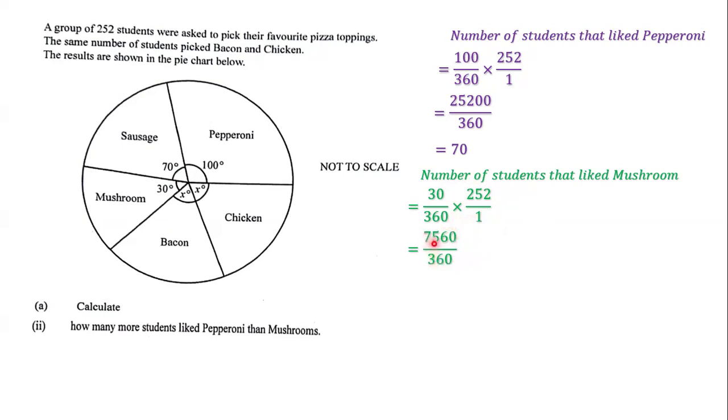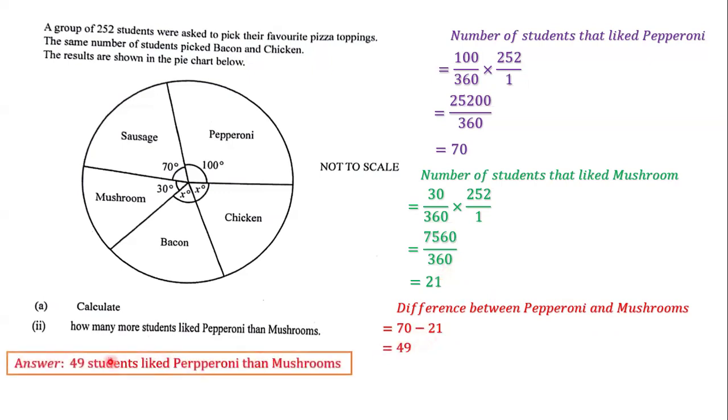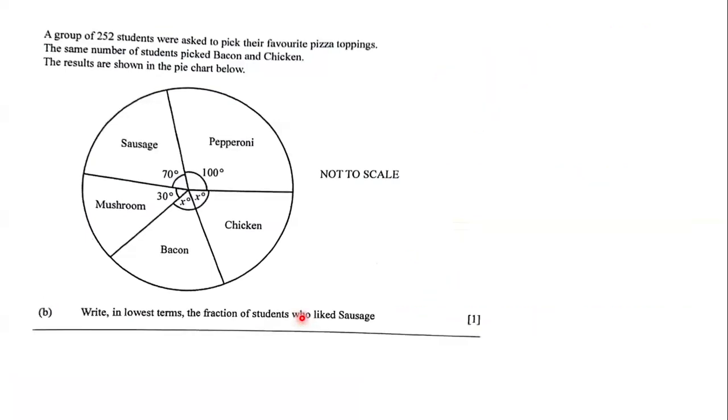And so we have 7,560 divided by 360. And when we divide these two, we get 21. And so we have to find the difference between the number of students for pepperoni and the number of students for mushrooms. When we subtract, we say 70 minus 21, and 70 minus 21 is 49. And so that means that 49 more students like pepperoni than mushrooms. And that's the answer to this question.